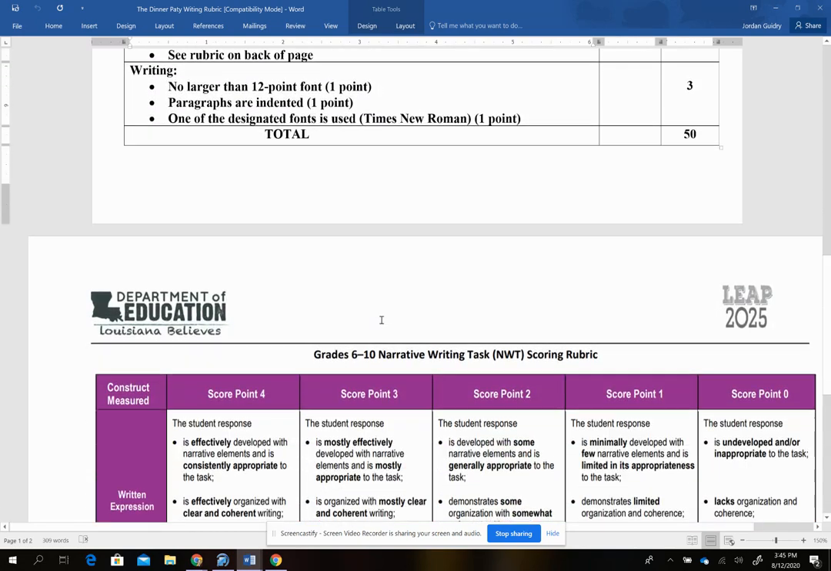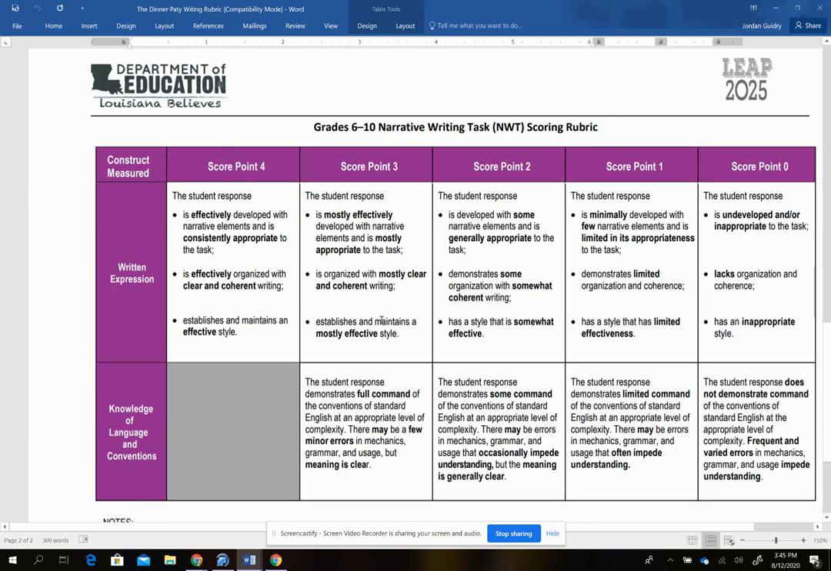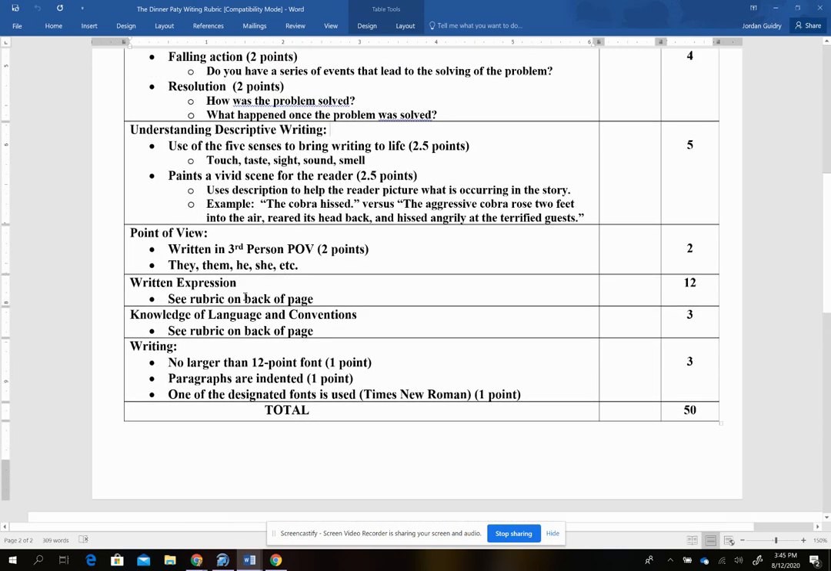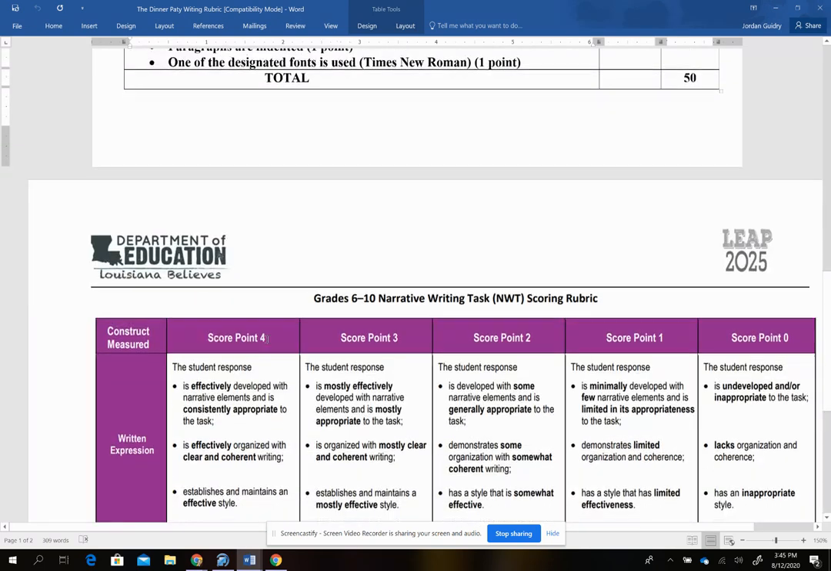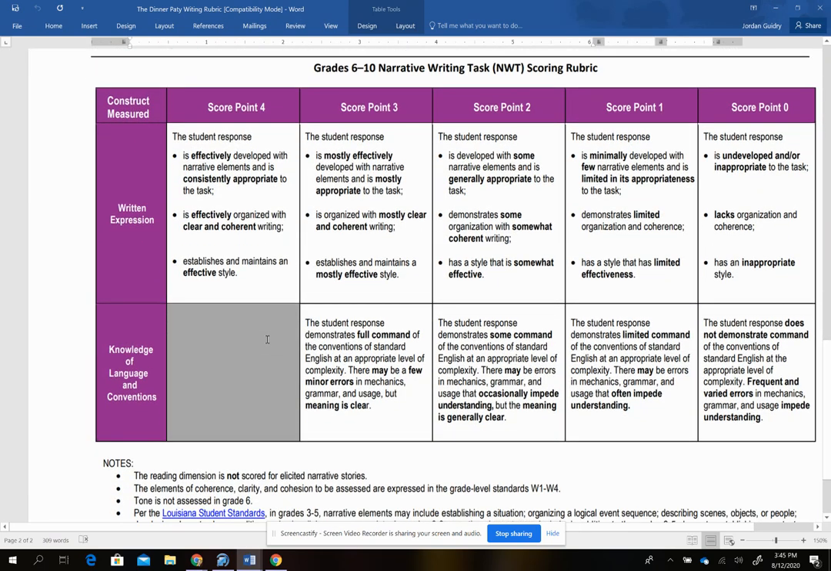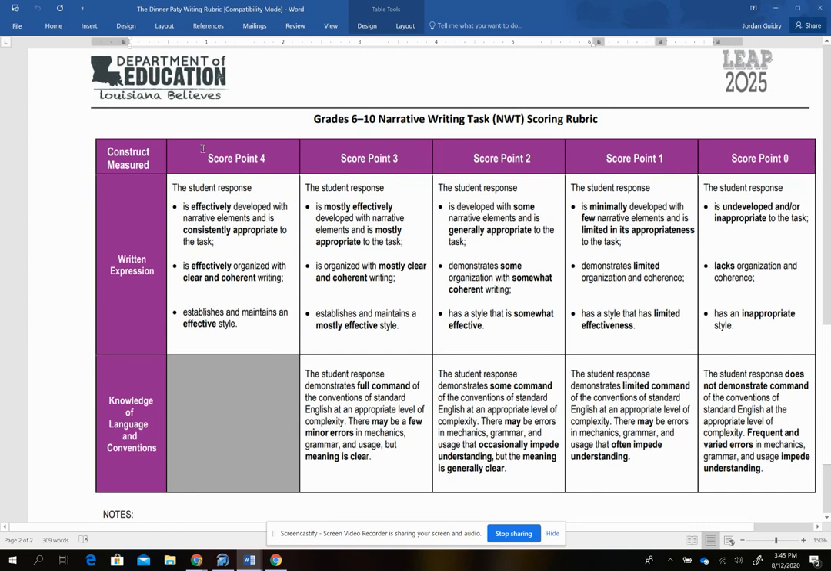So now let's look at our Louisiana Department of Education rubric. This is how we're going to score the written expression and the knowledge of language conventions. So we're going to talk about what you're going to have to do to get a 4, because we're always going to strive for that 4 or that perfect score. So for this one, the score of a 4 for written expression, it says, is effectively developed with narrative elements and is consistently appropriate to the task, is effectively organized with clear and coherent writing, and establishes and maintains an effective style. In other words, is your story third person the entire time?